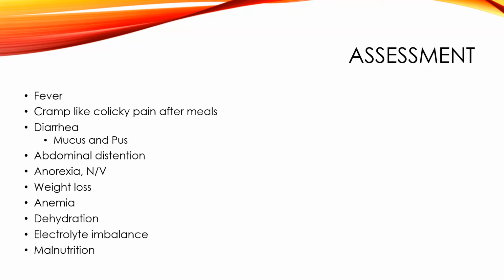So as far as assessment-wise, you're going to have some fever, cramp-like colicky pain after meals. You'll have some diarrhea with some mucus and pus, abdominal distension, anorexia, nausea, and vomiting. Again, your patient is not feeling well. Either they don't feel like eating and they can't, which will lead to anorexia, or whatever they are consuming is making them nauseous, they're vomiting, and that will also lead to anorexia.